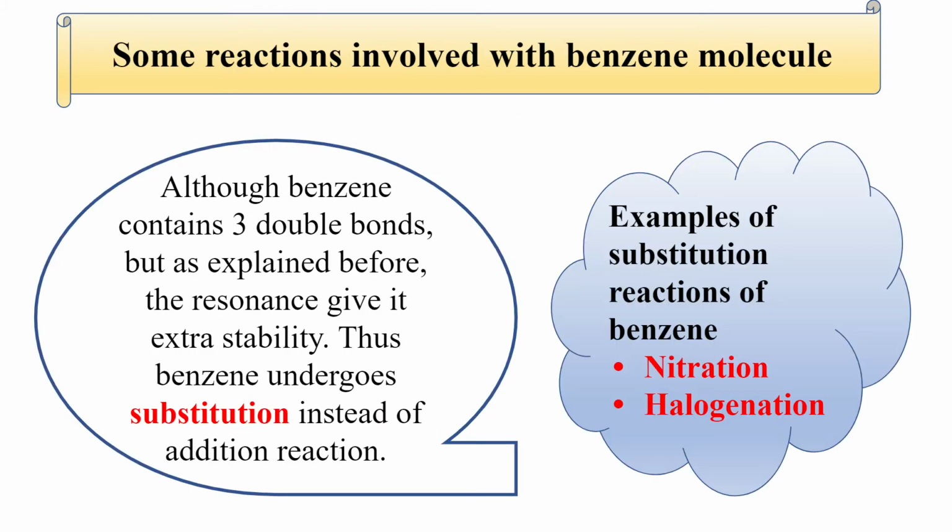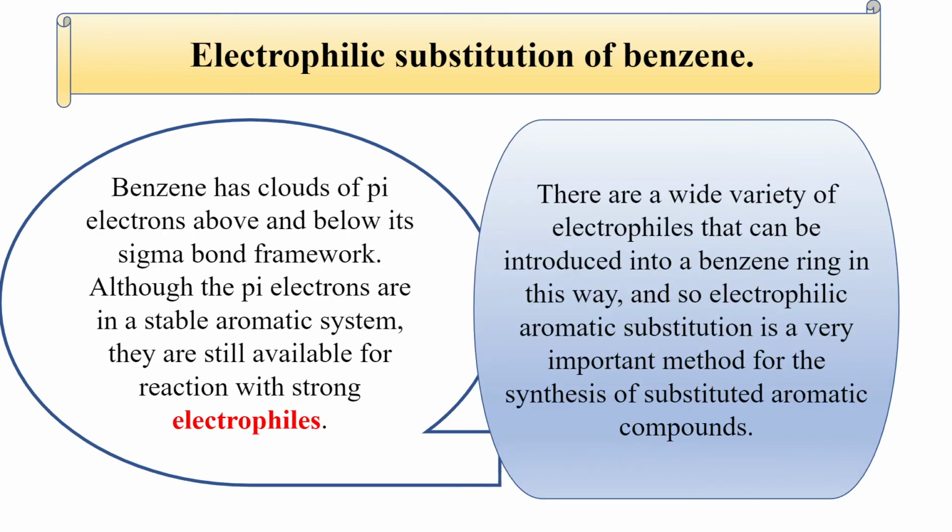Some reactions involved with the benzene molecule. Although benzene contains 3 double bonds, as explained before, the resonance gives it extra stability. Thus, benzene undergoes substitution instead of addition reaction. Examples of substitution reactions of benzene are nitration and halogenation.